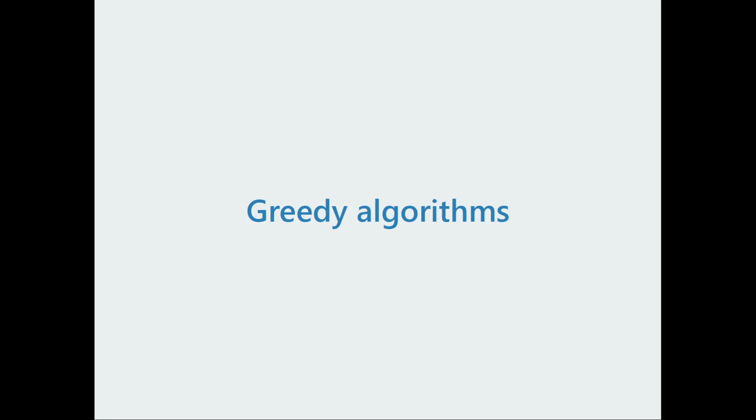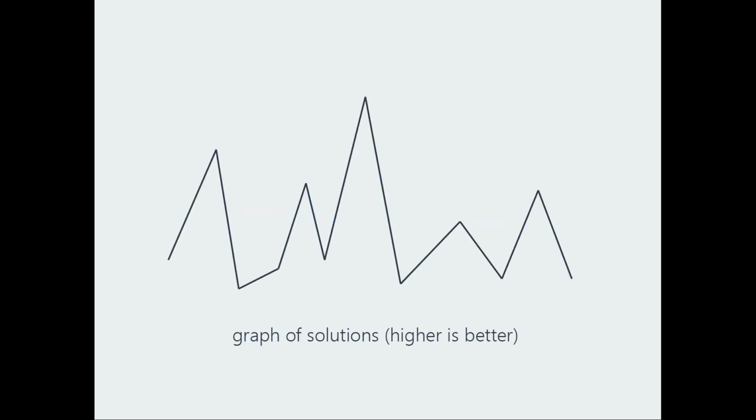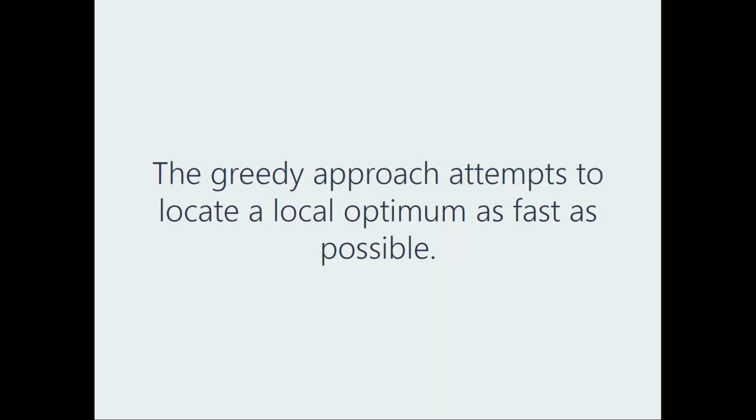Our next technique are greedy algorithms. Let's say that we have a graph of solutions. These peaks are what we call optimums. Some are local optima, but obviously there is one best solution, the global optimum. The greedy approach attempts to locate a local optimum as fast as possible.